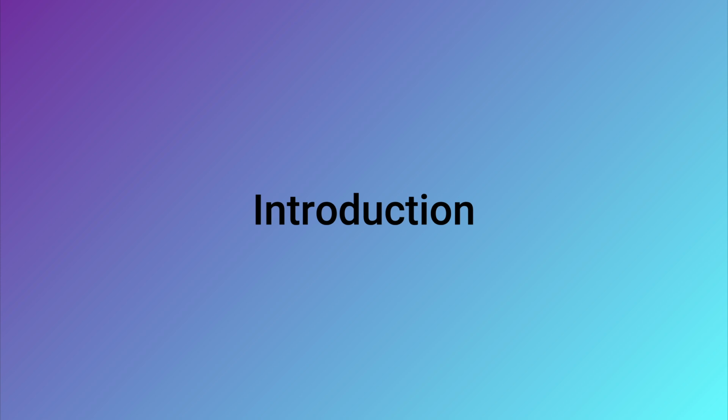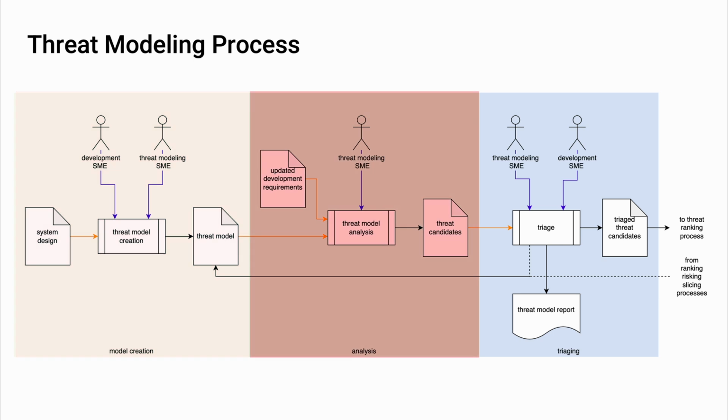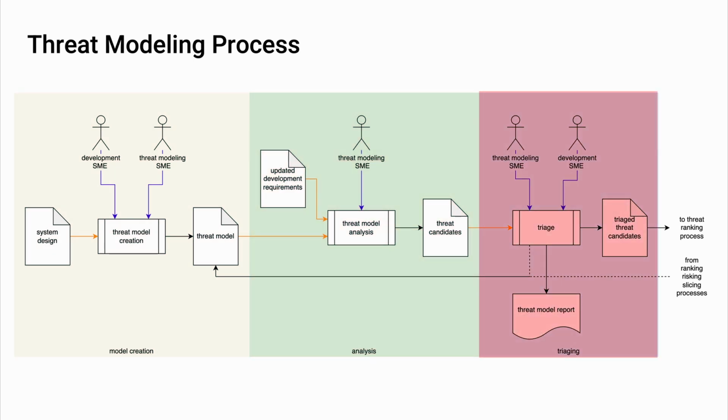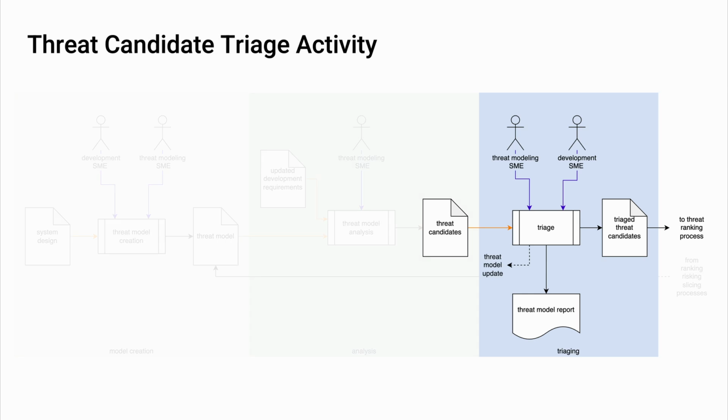Before getting into threat candidate triage, let's review where it fits in the overall threat modeling process. Here's the threat modeling process with its three individual activities: model creation, model analysis, and threat candidate triage. Let's consider the triage activity. In the threat candidate triage activity, the threat modeling SME and the development SME take the list of threat candidates and review each to determine which is valid. The result is the creation of a set of triage threat candidates. These are sent along to the threat ranking activity within the threat prioritization process.